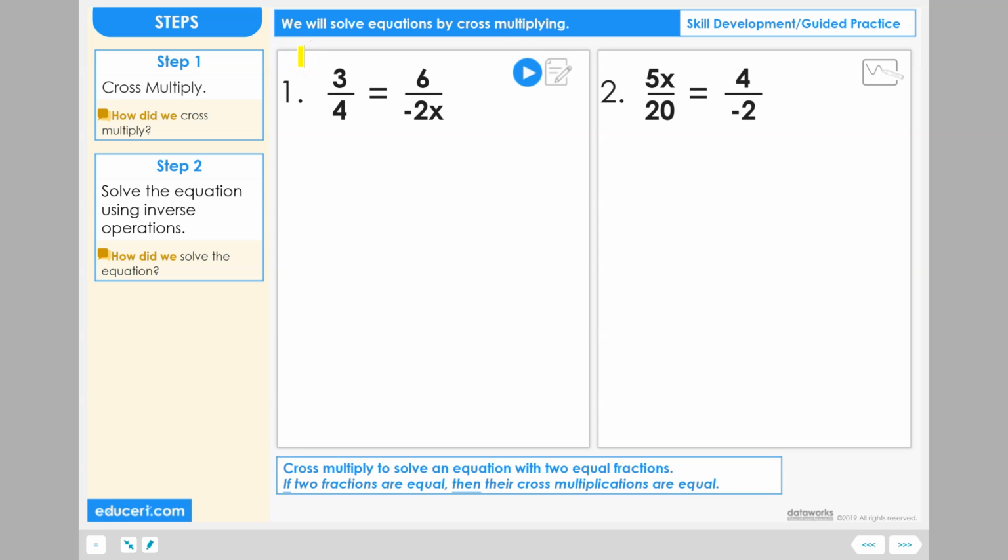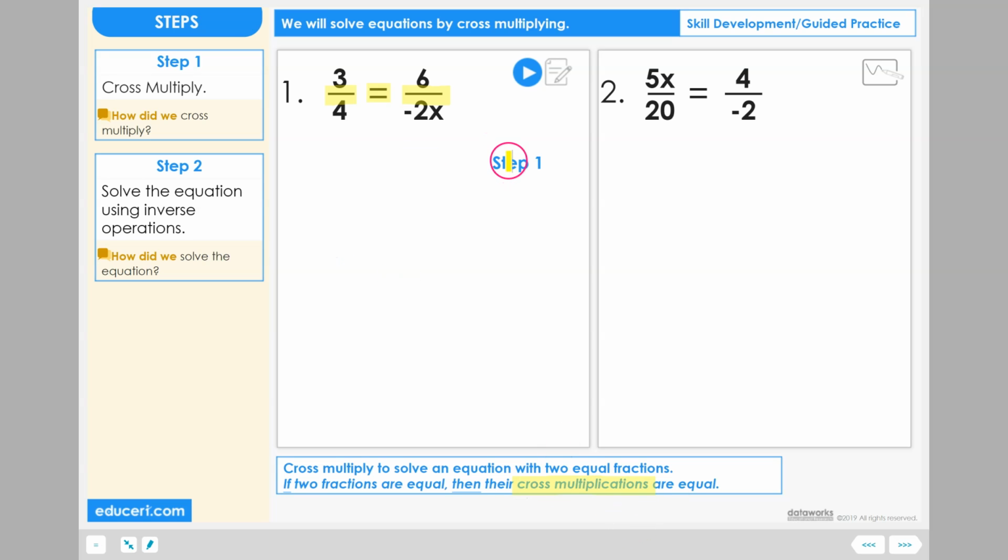Let's solve equations by cross-multiplying. Here in equation number 1, we have the fraction 3/4 is equal to the fraction 6 over negative 2x. So we can cross-multiply because we have a fraction equals a fraction. And if two fractions are equal, then their cross-multiplications are equal.